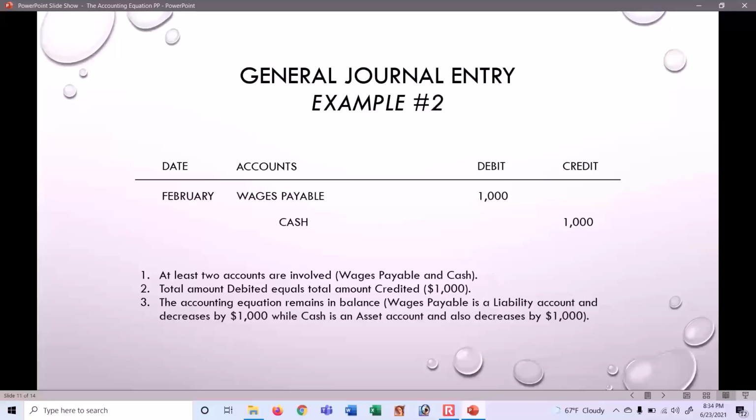In the February example, the company pays employees their wages. The wages payable account, which is a liability account with a normal credit balance, decreases by $1,000, while the cash account, an asset account with a normal debit balance, also decreases by $1,000. Since assets and liabilities both decreased by $1,000, the accounting equation remains balanced.